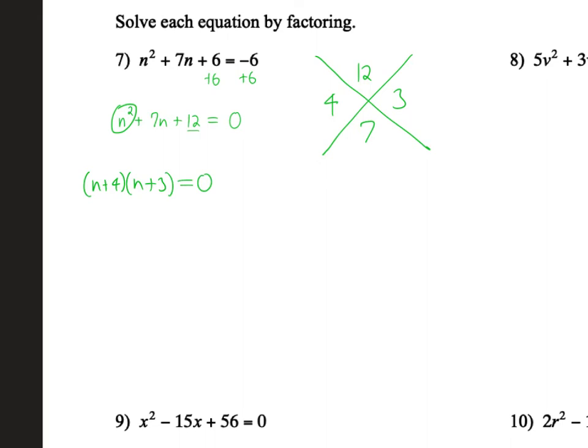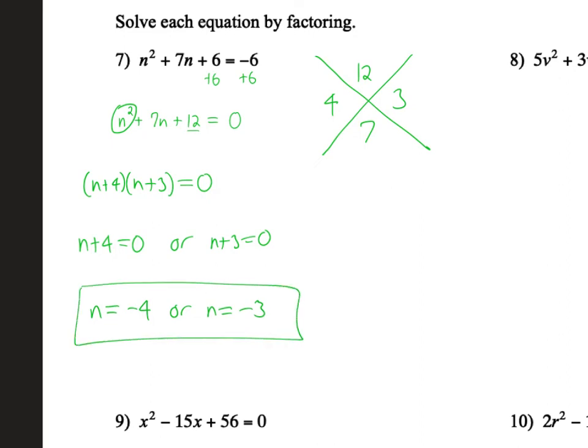See how you do. All right, so we have n plus 4 times n plus 3. We set each part equal to 0 now. N plus 4 equals 0, or n plus 3 equals 0. So n's going to equal what two numbers? Negative 4, or n's going to equal negative 3. And there's our answer.